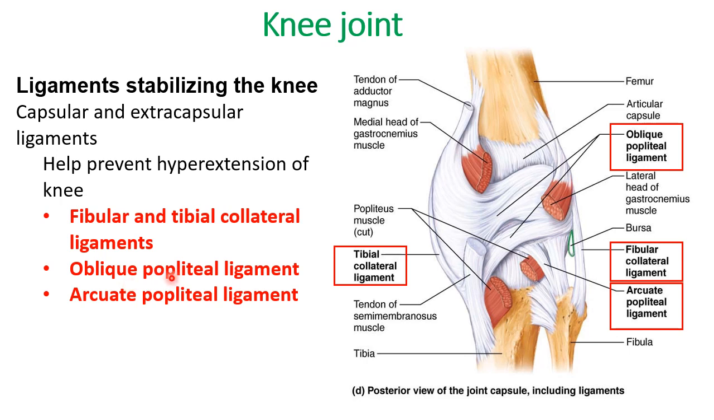Oblique, somebody says this word. Yeah, that's another ligament. And then arcuate, some word that I cannot pronounce, also a ligament, okay. So here are the oblique, okay. And okay, fibular and arcuate, that's the other one here. So those are important for all this stabilization of the knee.